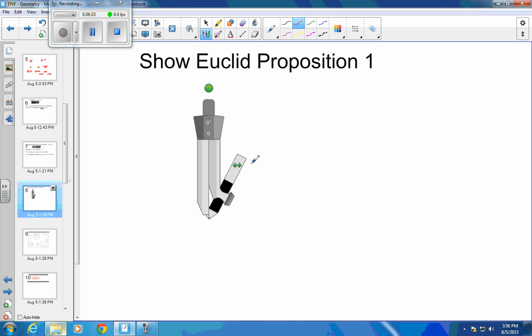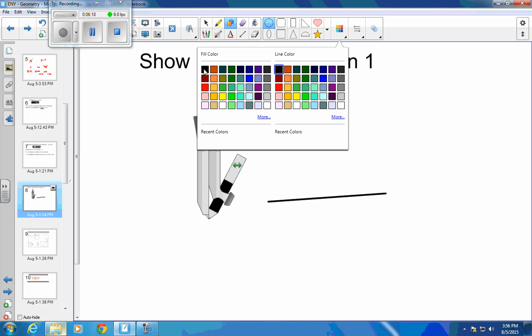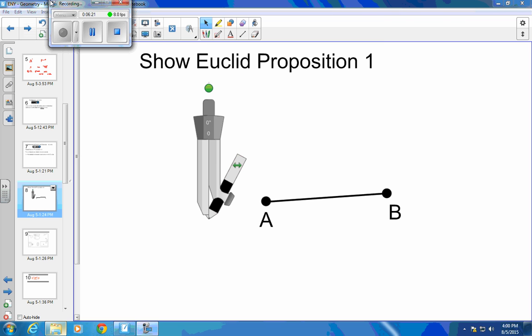Okay, what Euclid's proposition means, it says let AB be a given finite straight line. So let me get a finite straight line, so that would be a segment. Here is a finite straight line, and let me put a point on that. So there's my finite straight line AB. I'm required to construct an equilateral triangle on the straight line AB. So this is going to be one side of my equilateral triangle, and I'm trying to get my other two sides.